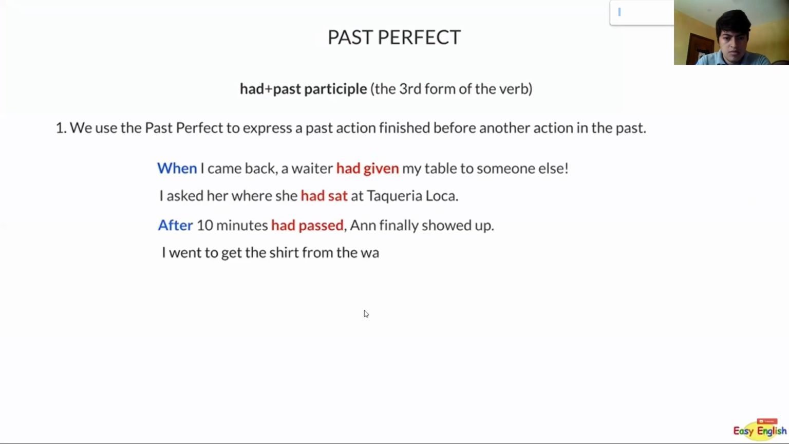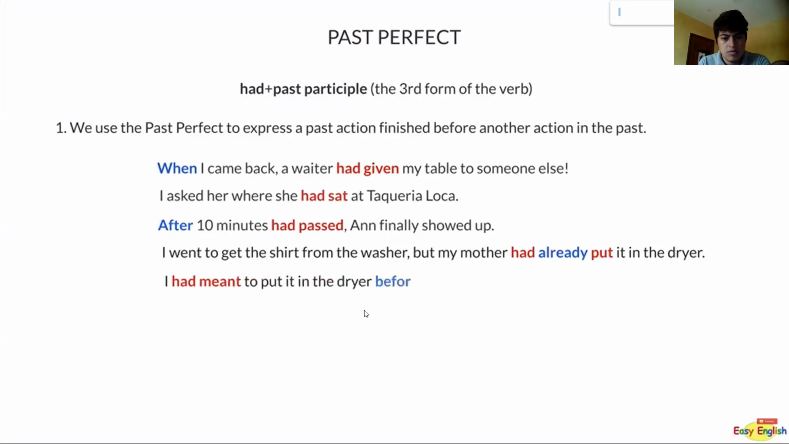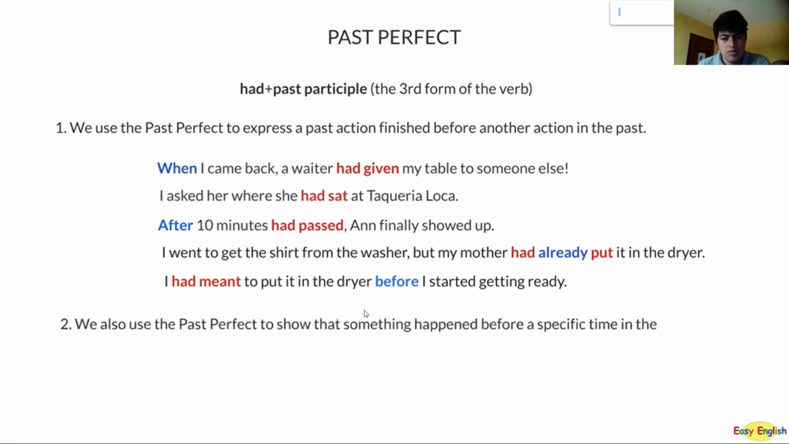I went to get the shirt from the washer, but my mother had already put it in the dryer. I had meant to put it in the dryer before I started getting ready. We also use the past perfect to show that something happened before a specific time in the past. This had never happened to me before last night.